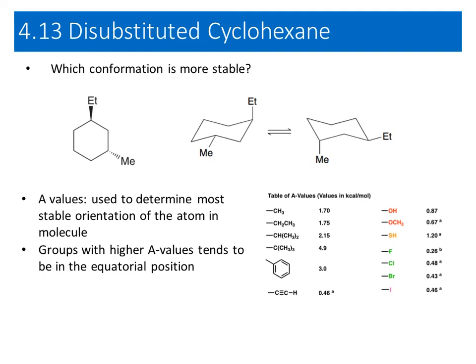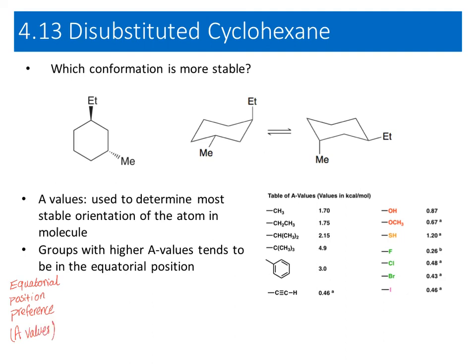Now, you don't need to know these numbers. What you need to know is the equatorial position preference for all of these substituents. And that order would be, so equatorial, so this order is based on the A values.